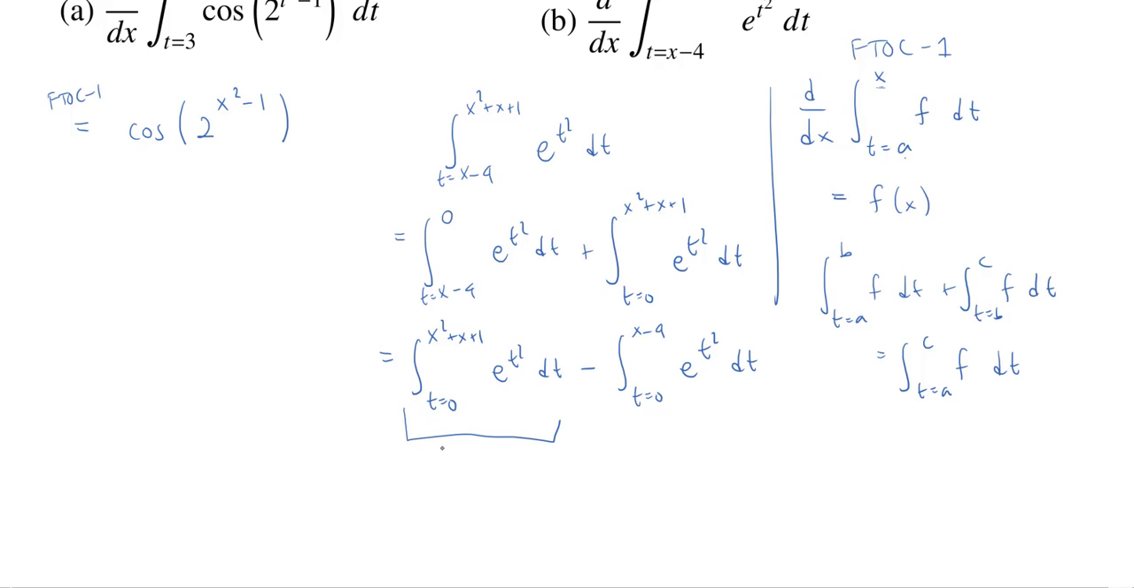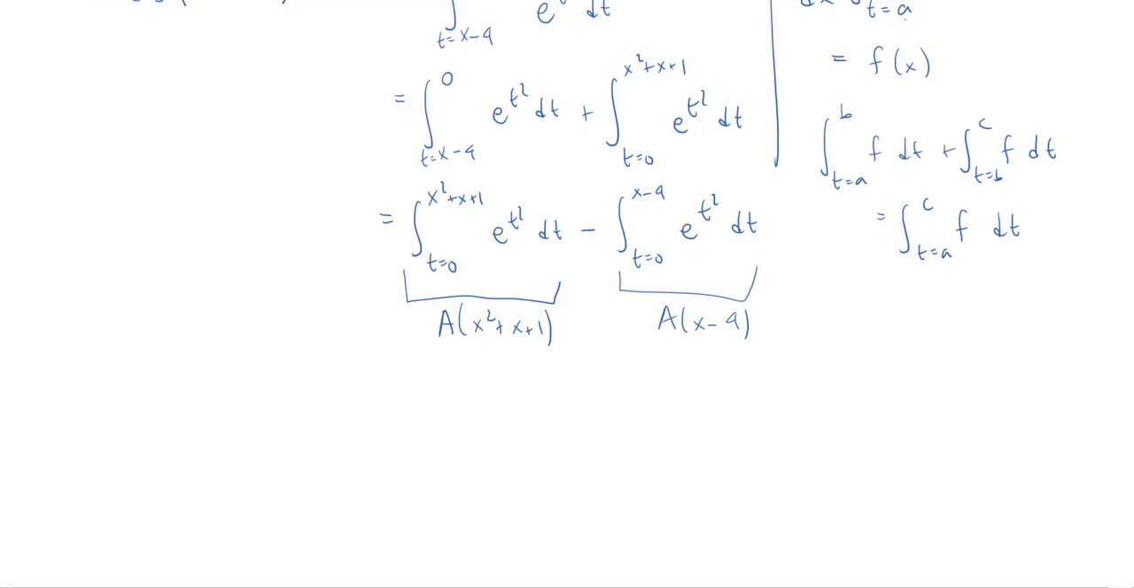I'm going to call this function a, and I want to say a of x, except it's not x. It's x squared plus x plus 1. And this second piece, well, it's actually the same function, isn't it? It's actually a just evaluated at x minus 4. So let's just call this a of x minus 4. So what do I need to do? I need to take the derivative. So I need the derivative of a of x squared plus x plus 1 minus a of x minus 4.